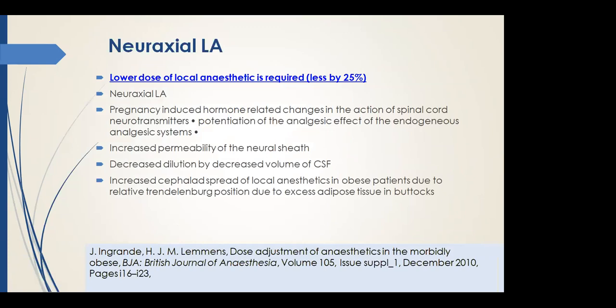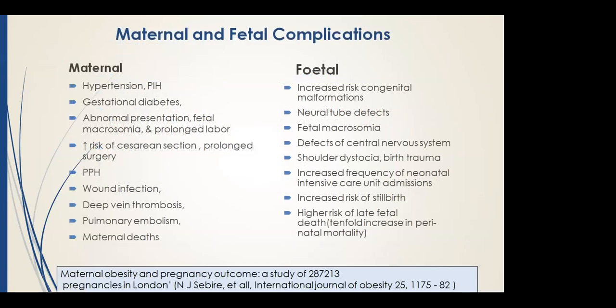For neuraxial local anesthetic, in parturients the dose is already reduced. In obese patients, increased cephalad spread is noted, as excessive adipose tissue in the buttocks causes a relative Trendelenburg position of the spine. And due to increased abdominal fat and pannus, CSF volume is decreased. However, various studies have mentioned that the dose need not be reduced, but watch for higher cephalad spread and control the level.